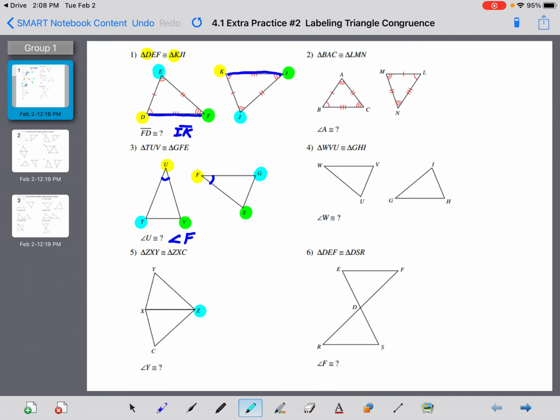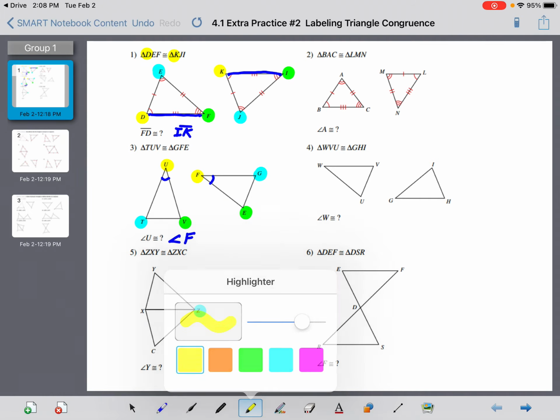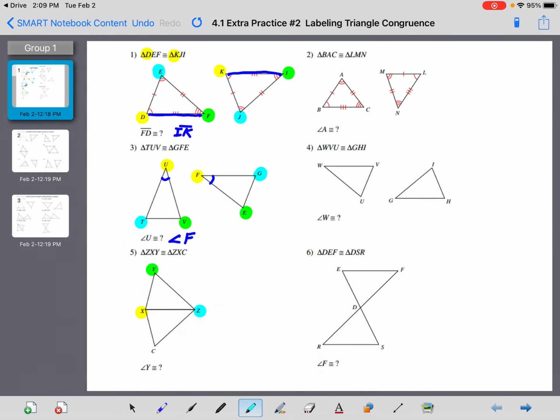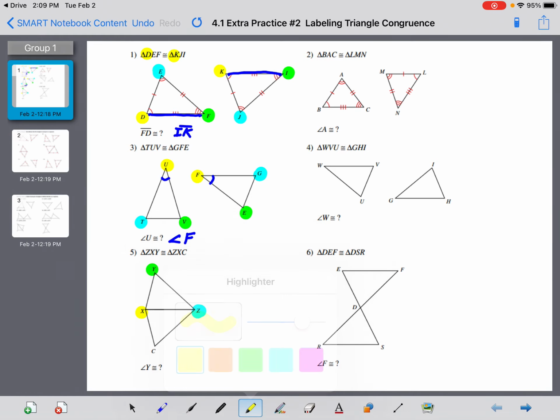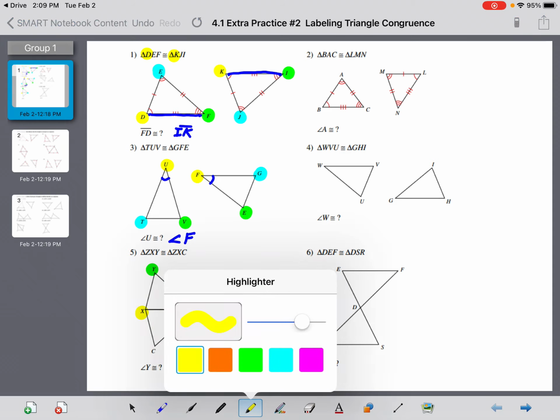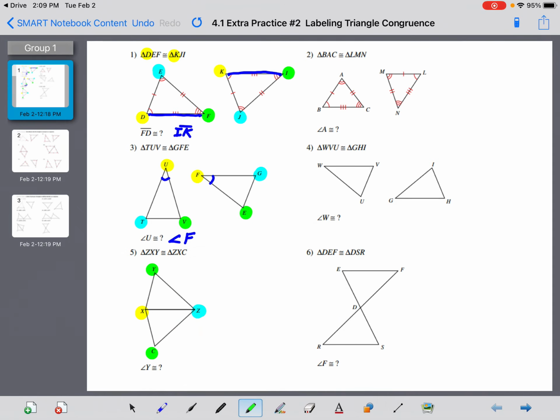Last, we have Z to X to Y. And then we have Z again in blue to X, which is yellow, to C, which is green. So angle Y is congruent to angle C. Okay, so again, you're going to do the same process for 3 and 5 that we would for numbers 4 and 6.